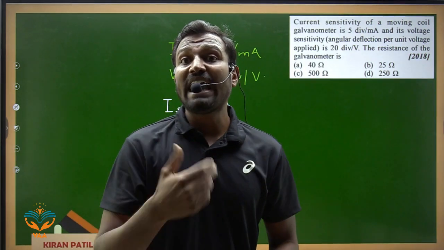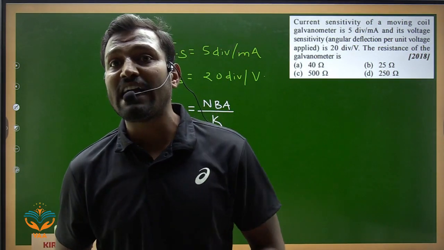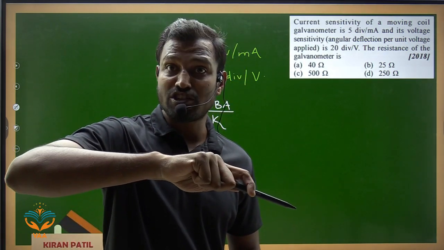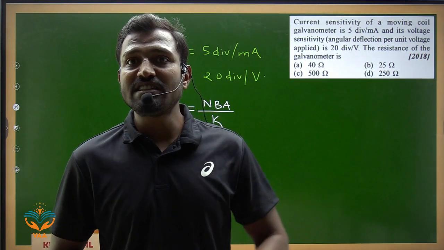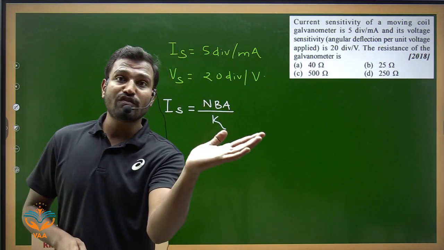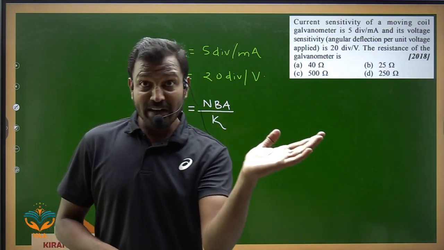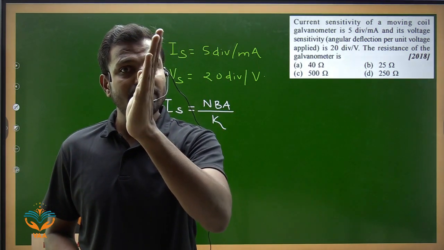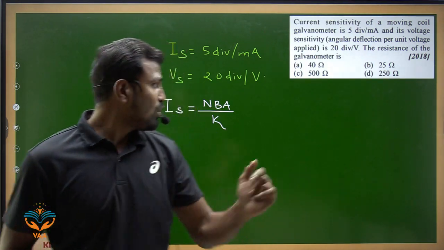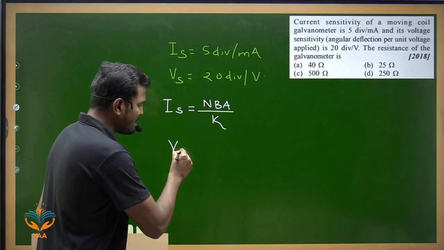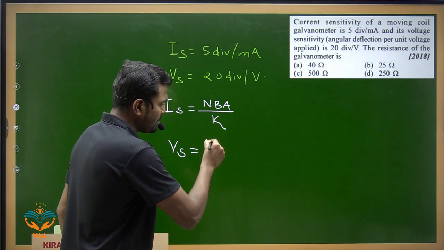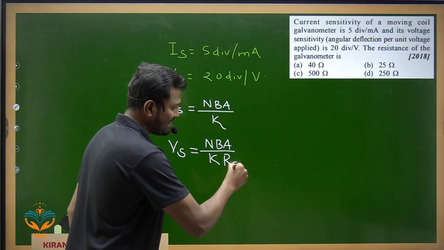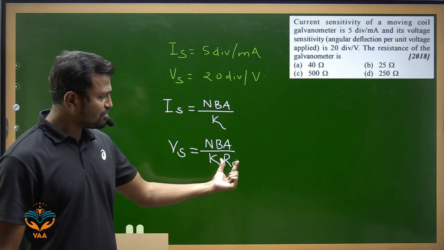For example, IG is the current flowing through the galvanometer, the maximum current. IG gives me the full scale deflection. If there are 10 divisions in the galvanometer, it gives me 10 divisions of current, that is IG. Figure of merit is the current required to deflect the needle by 1 division, from 0 to 1. So understand what VS is. Now the VS equation I also know, it is NBA by K RG.